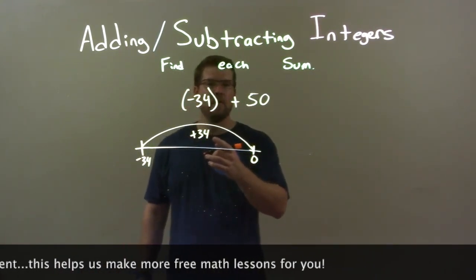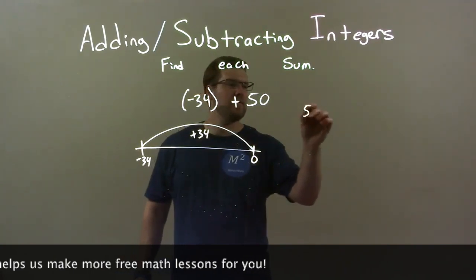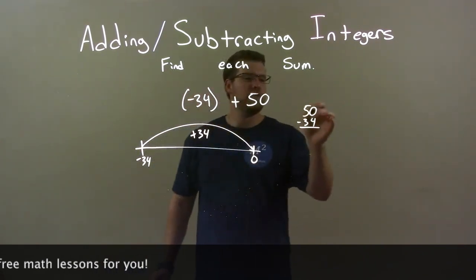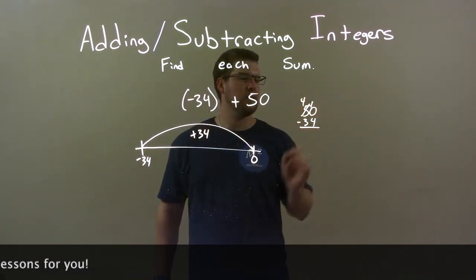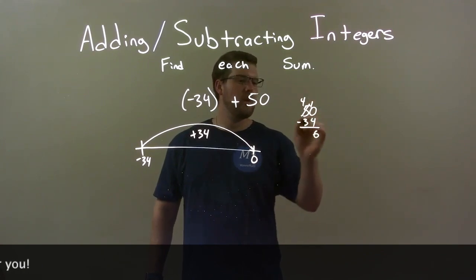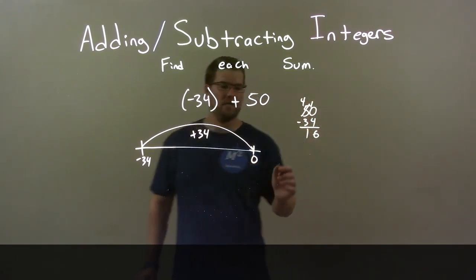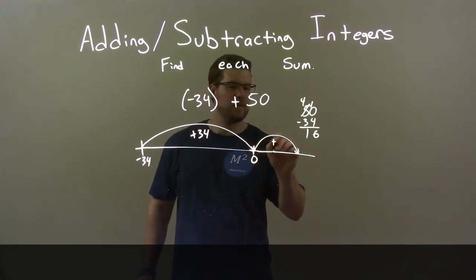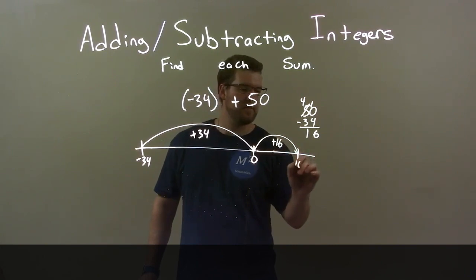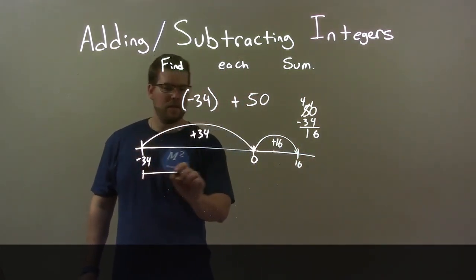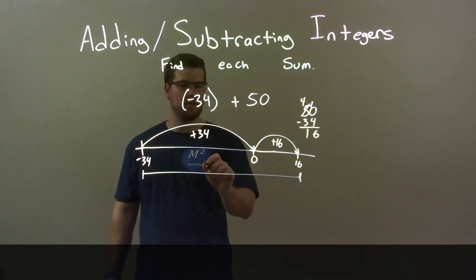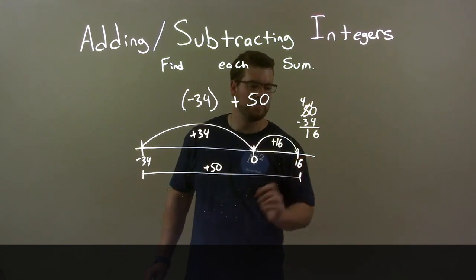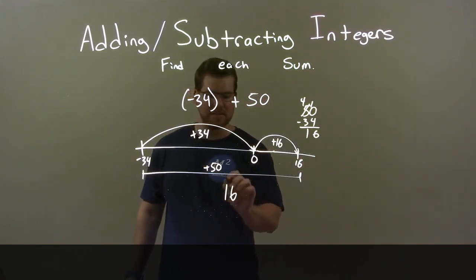So if we've already added 34 units, I have to see what else I have to add. I have 50, and I've already added 34, so I'm going to subtract 34 from it. Now, 50 minus 34, do some long division: 10 minus 4 is 6, 4 minus 3 is 1. So we have 16 left over that we need to add. So we add another 16 from 0, and we get to a positive 16 right there. All the way from negative 34 to positive 16, we added 50 units. And so our final answer is just a positive 16.